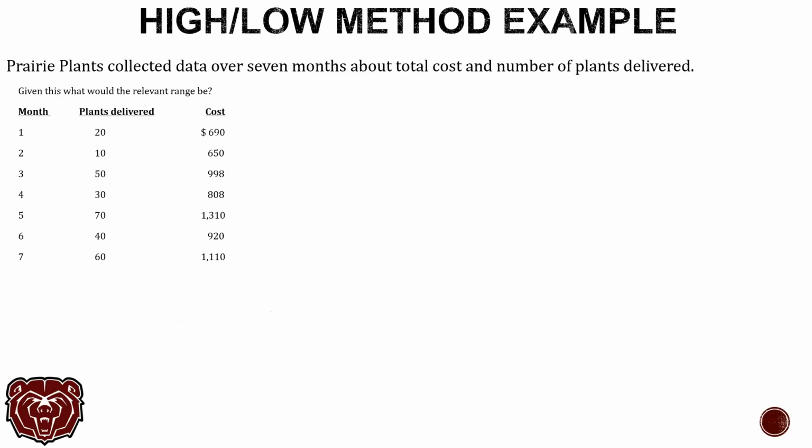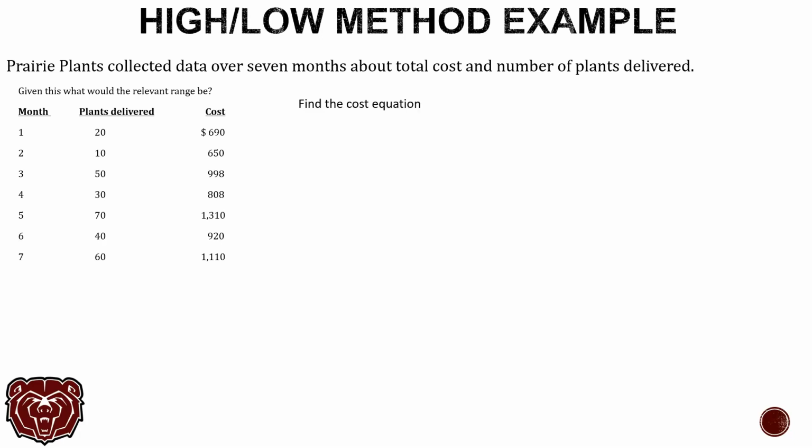Okay, so Prairie Plants collected data over 7 months about the total cost and number of plants delivered. Given this, what would our relevant range be? Okay, so how do we determine our relevant range? Well, we find the highest and the lowest. What was our highest? It appears to be May at 70, and our lowest was in February at 10.